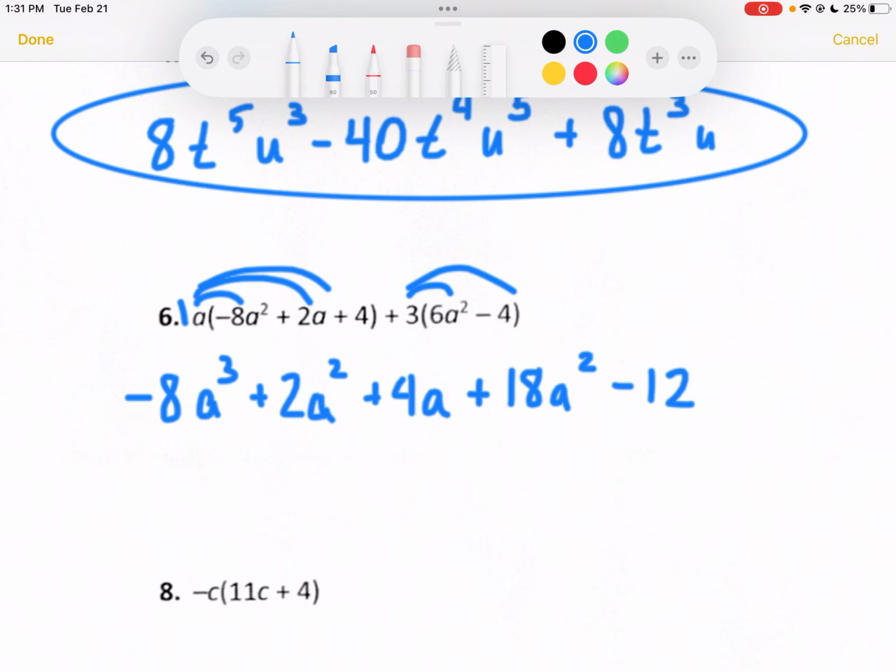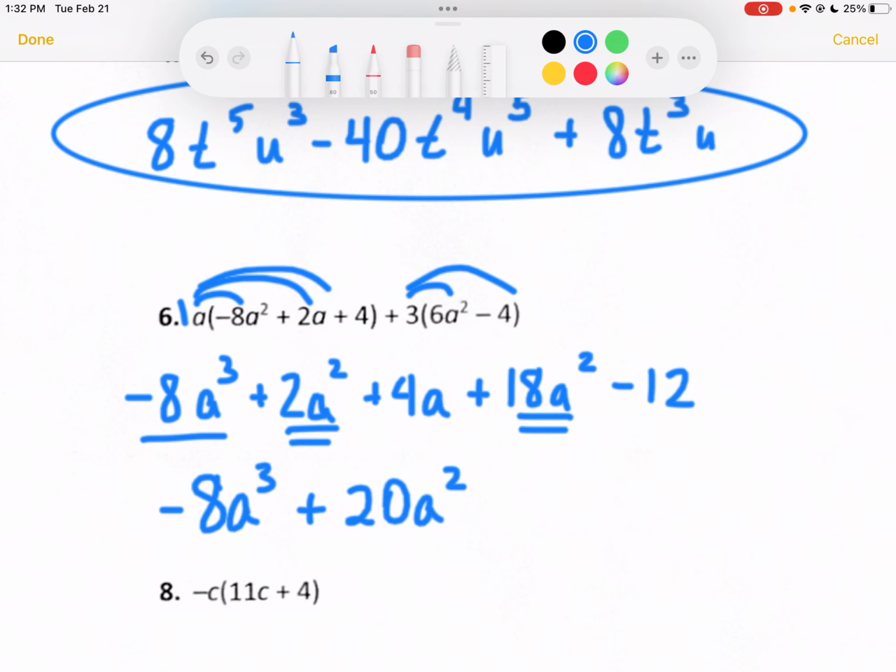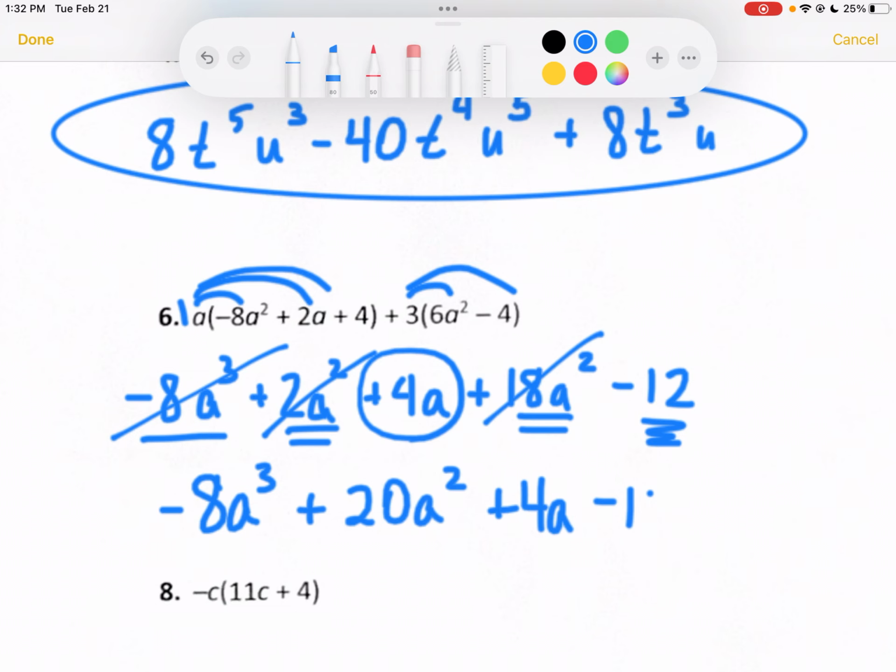Now we're going to have some like terms to combine here. I can't do anything with the a to the thirds, so I'm going to say negative 8a to the third. But then I have 2a squared plus 18a squared. That's going to make 20, and it's still going to be just a squared. So this is done. What do I have left? I have 4a, which doesn't combine with the negative 12. So I'm going to end up with negative 8a to the third plus 20a squared plus 4a minus 12.